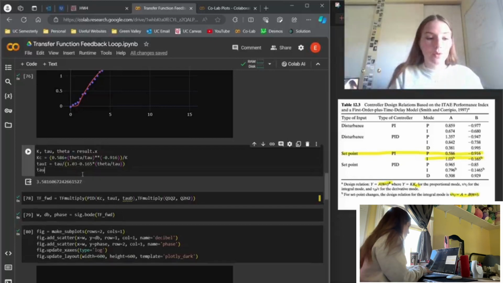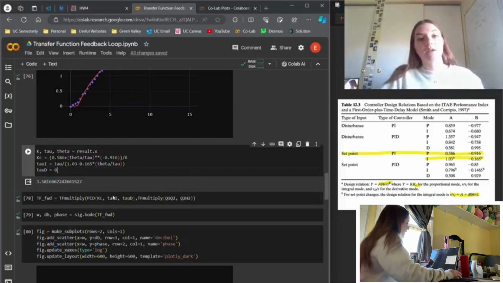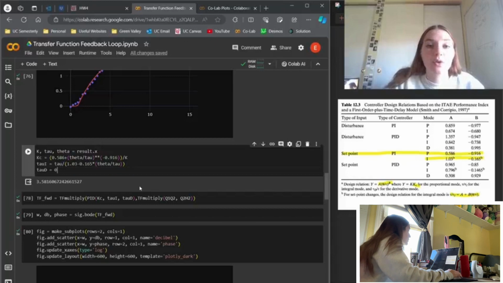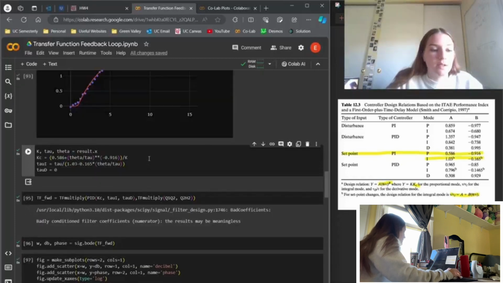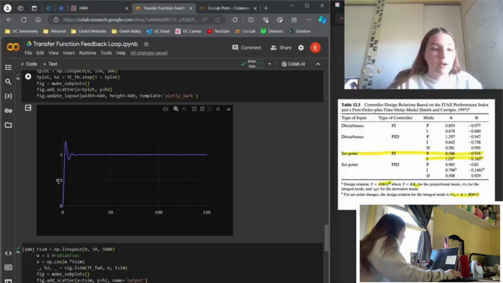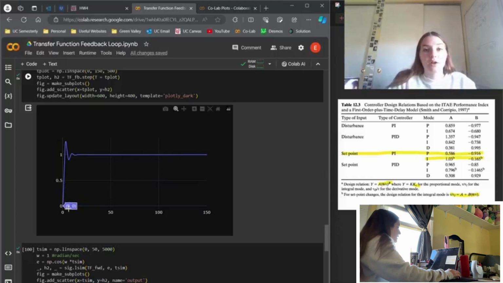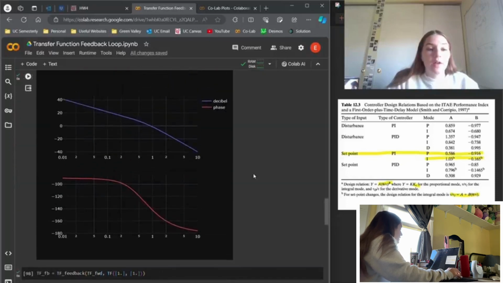So now we are going to go ahead and set our tau D equal to 0. So we can find the system for our PI controller instead of using a PID controller like we did last time. So if we run all of our code, we can see that in our graph here, when our Kc and our tau I are equal to the values that we just found, this is going to be the response of our system when we change those values. And then the last thing we are going to look at is our crossover frequency and our phase margin now.